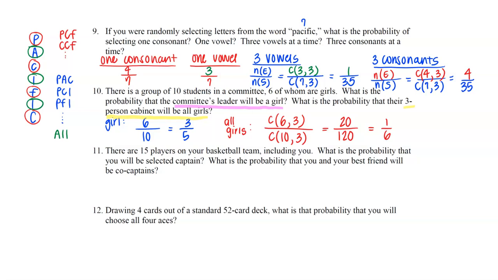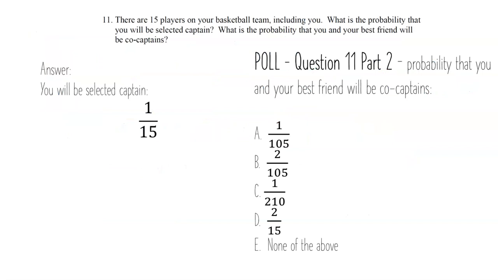For questions 11 and 12, I think these were the only other questions that were unanswered in your video notes, so I did want to go over that as well. In number 11, you being selected captain, of course, of the 15 players, there's just one of you, so 1 out of 15. Oh yeah, sorry. I think there's actually 2 more after this. I forgot. Thank you, Erin.